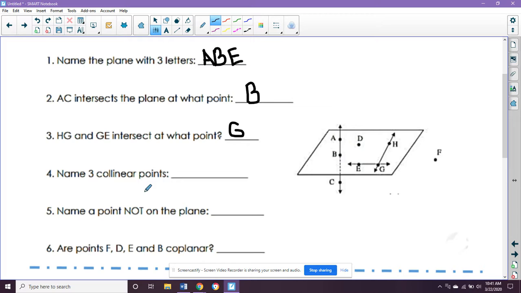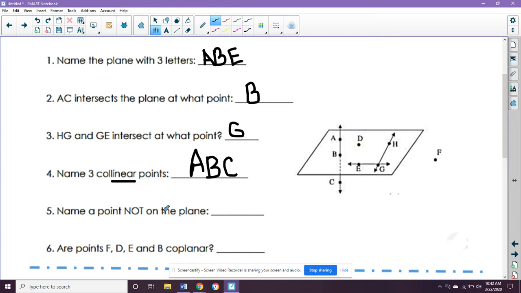Name 3 collinear. Collinear, think of the word line. So they're on the same line. So what points are on the same line, but we need 3 of them? So the only one, we have a line here but only makes 2. A line here that only makes 2. This one makes 3. So that would be line A, B, C. You could have named it CBA. Order does not matter. Just make sure you go in the same order. Doesn't matter if you start at A or start at C.